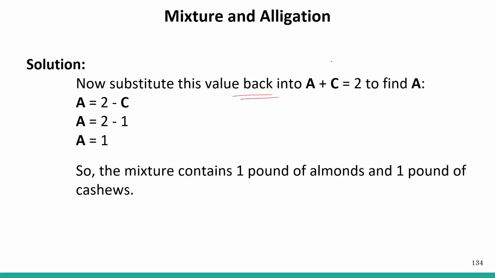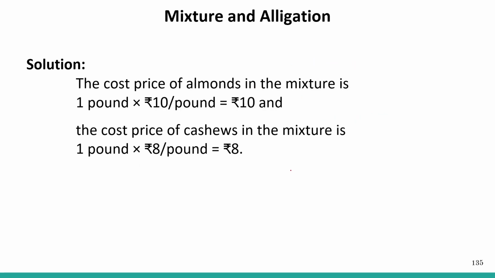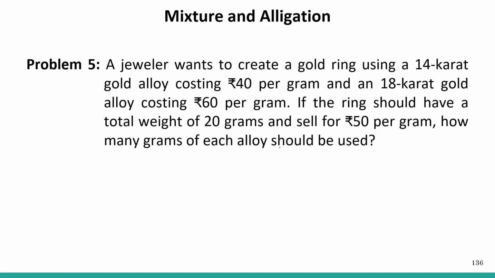Now substituting this value back into a plus c is equal to 2, we have arrived at c is equal to 1. So a plus 1 is equal to 2, which implies that a is equal to 1, right? We can derive this: the mixture contains 1 pound of almonds and 1 pound of cashews. The cost of almonds in the mixture is 1 pound into 10 equal to 10, and the cost of cashews is 1 pound into 8 equal to 8. So 10 plus 8 is equal to 18, right?